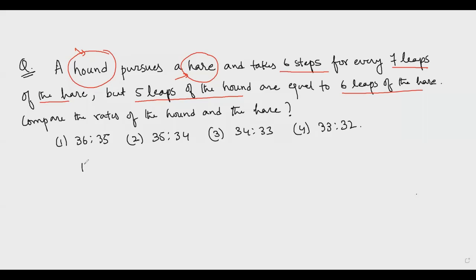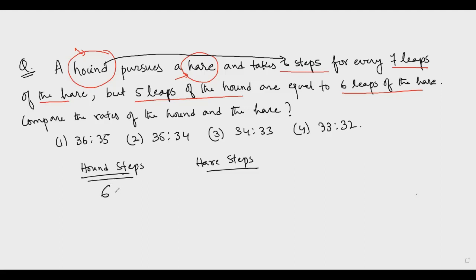First statement: if the hound takes how many steps? 6 steps. If the hound takes 6 steps, the hare will take how many steps? 7 steps. So this is the first statement. This is the meaning of the first statement, right? Hound 6 steps, hare will take 7 steps, right?